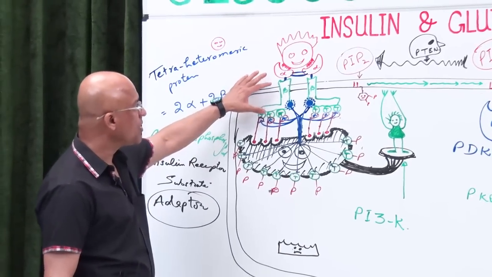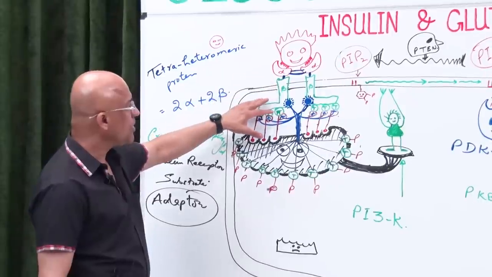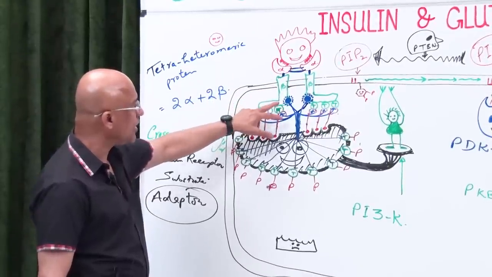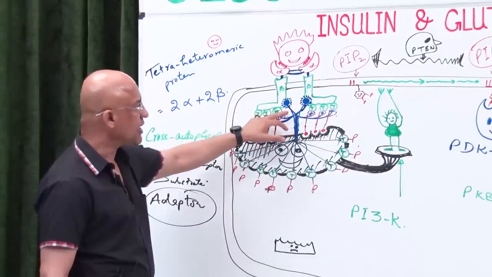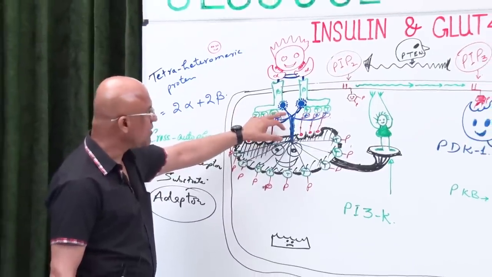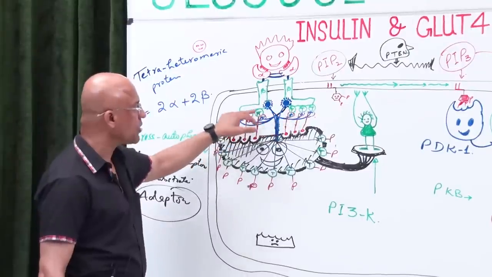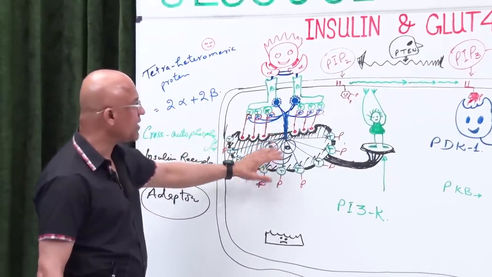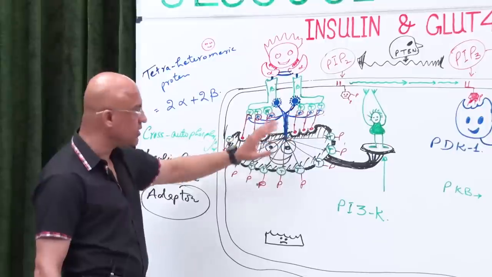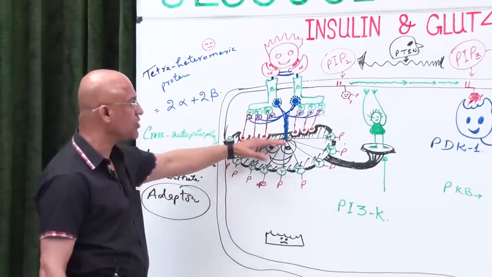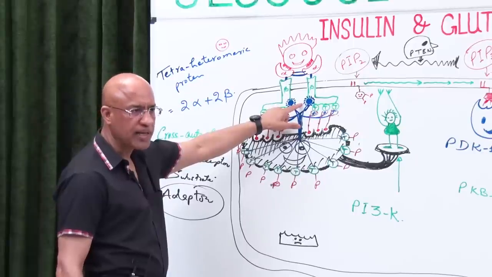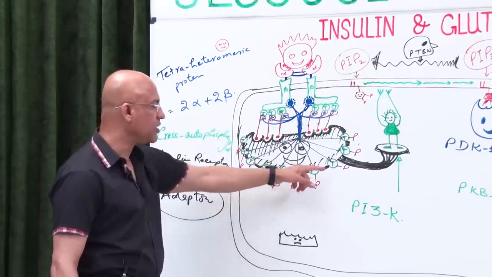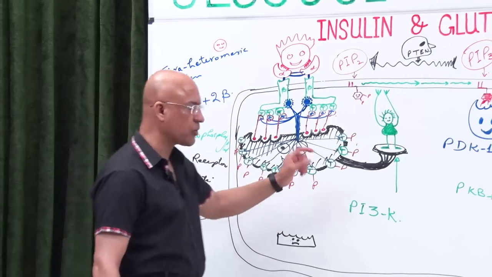We have already discussed that insulin attaches with the alpha subunits of the insulin receptor, which alters the beta subunits, and the beta subunits have tyrosine kinase activity, which leads first to auto cross phosphorylation of beta chains. And when beta chains are phosphorylated, IRS, insulin receptor substrates, bind there. Then the same tyrosine kinase attacks the IRS and leads to phosphorylation of IRS proteins.